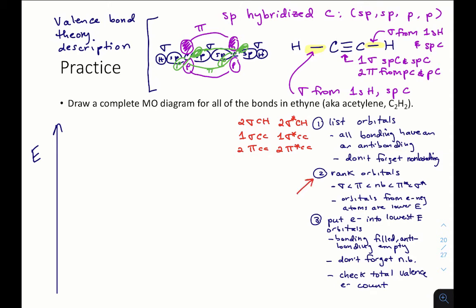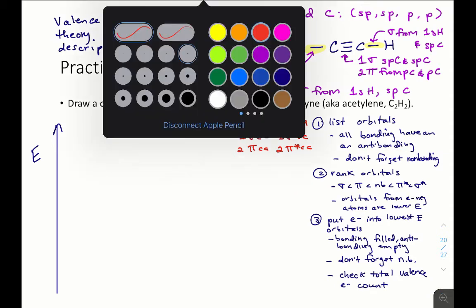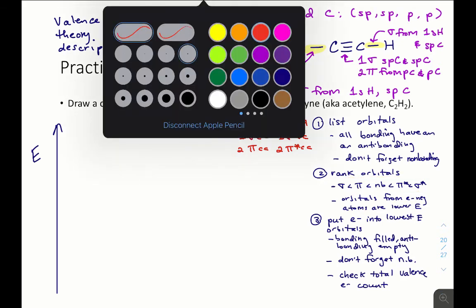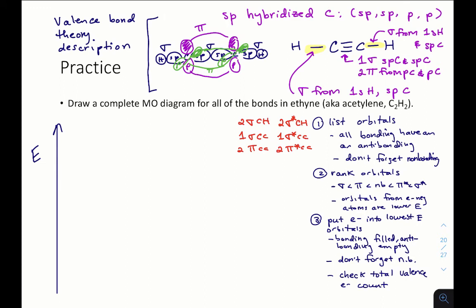Number 2, rank orbitals in terms of energies. Remember, sigma is lower energy than pi, which is lower energy than non-bonding, which is lower energy than pi star, which is lower energy than sigma star. And then within each group, orbitals formed from more electronegative atoms are lower energy. Let's start with our sigma orbitals. So 2 sigma CH orbitals, and we need our sigma CC. That'll be slightly lower energy than the sigma CH.